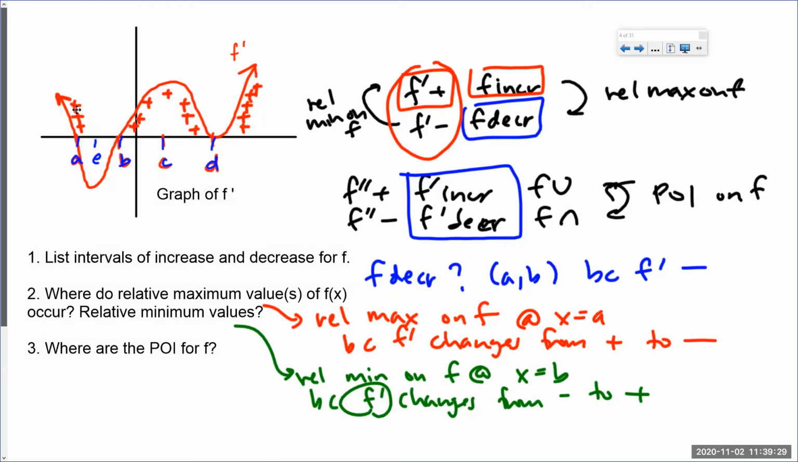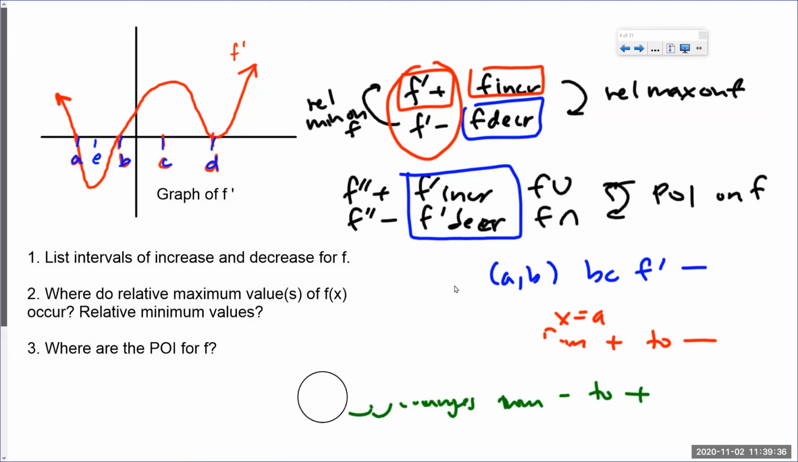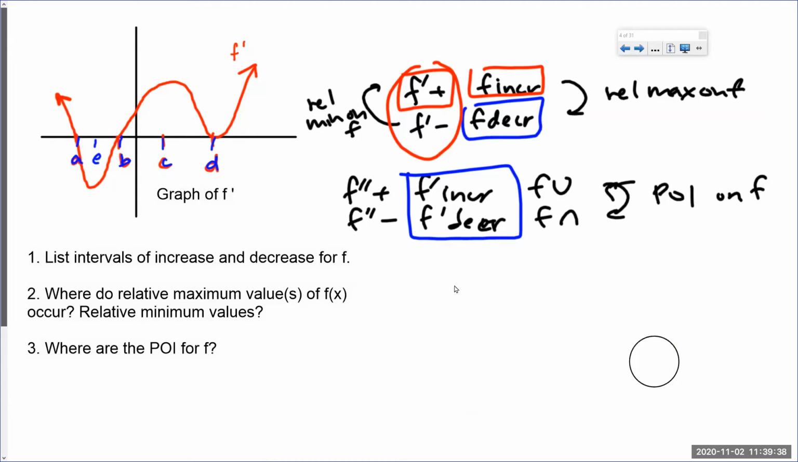So let's figure this out. I'm not using positives and negatives anymore. Positive and negative is not the same thing as increasing and decreasing, all right? I'm trying to figure out where my POIs on F are. Guys, where does F prime change from increasing to decreasing or decreasing to increasing? Okay, very good. Do you see this point right here? Decreasing, decreasing. Guys, you have to go left to right too. If you go right to left, you get the opposite answers. Just letting you know.